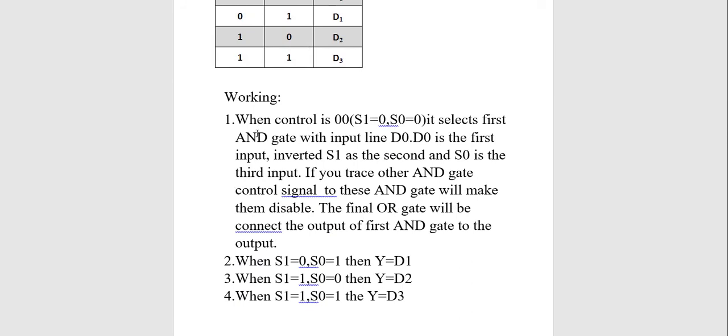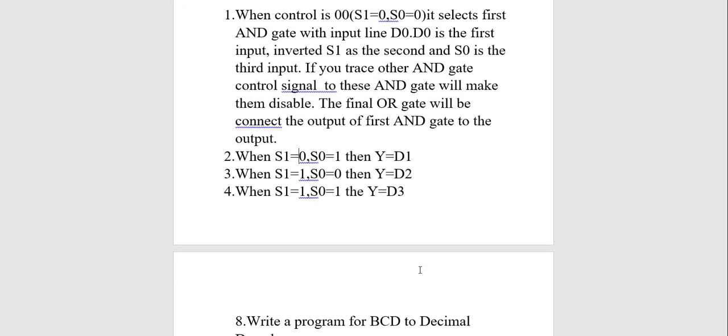After that is the working. Here is the working. I have given the working of the 0 0 control in detail, and for the remaining I have given that if we select a particular input, then what will be the output generated. So in this way, this is the practical of the 4:1 multiplexer.